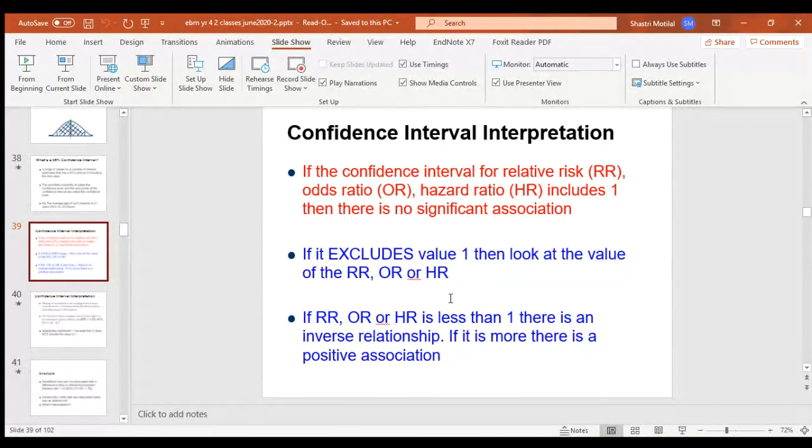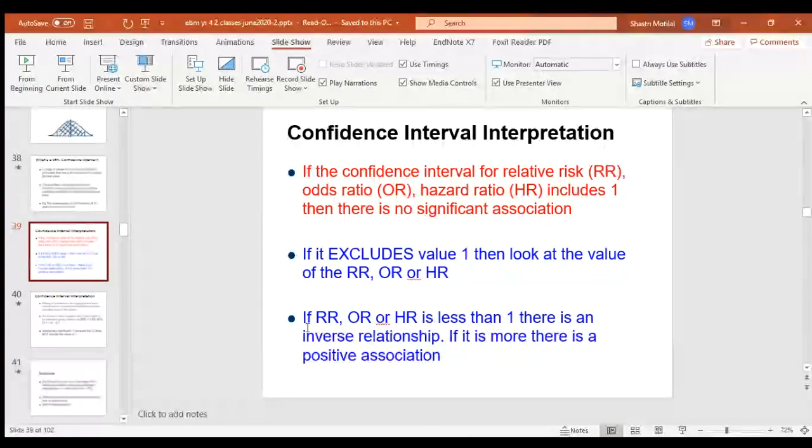Now, if the value is more than 1, it's a positive association. So if we got a relative risk of, let me just say 1.5, then that means the more treatment you have, the more people are going to get sick, right? So in short, a relative risk, odds ratio or hazard ratio of less than 1 means a risk factor or a treatment is protective. And a relative risk, odds ratio or hazard ratio of more than 1 means a factor or treatment or whatever we're looking at is a positive association. The more of that factor you have, the more of the outcome you're going to see.